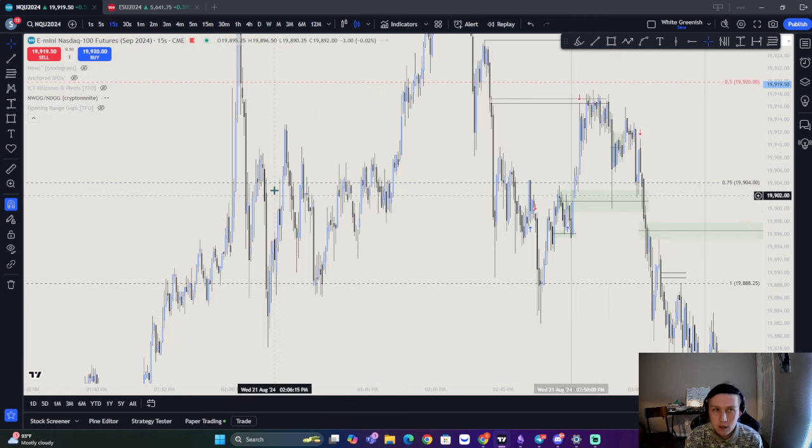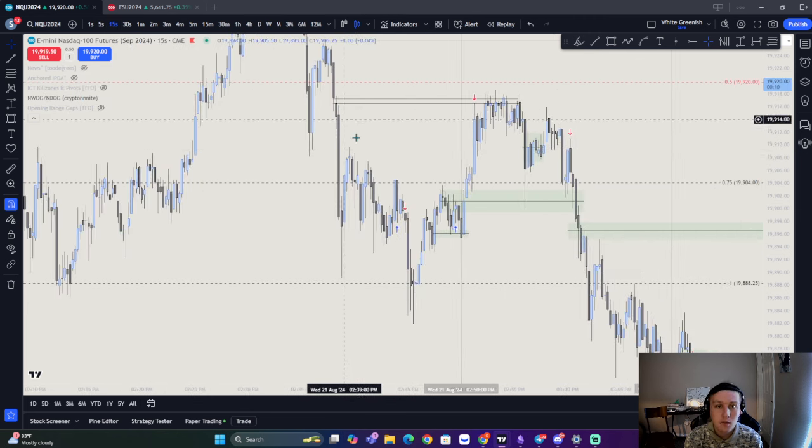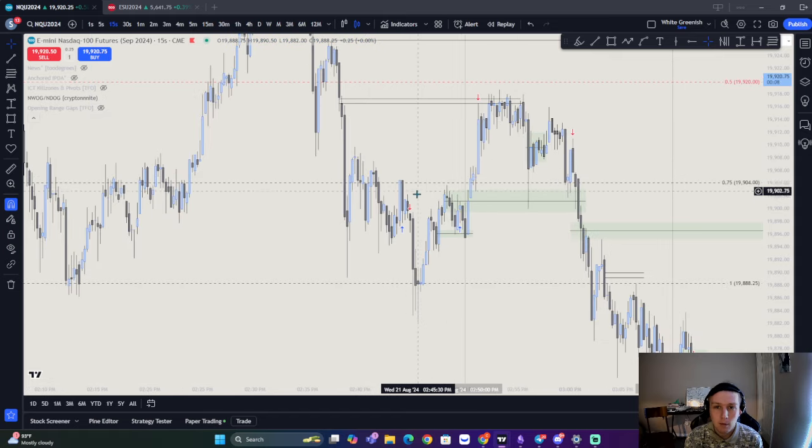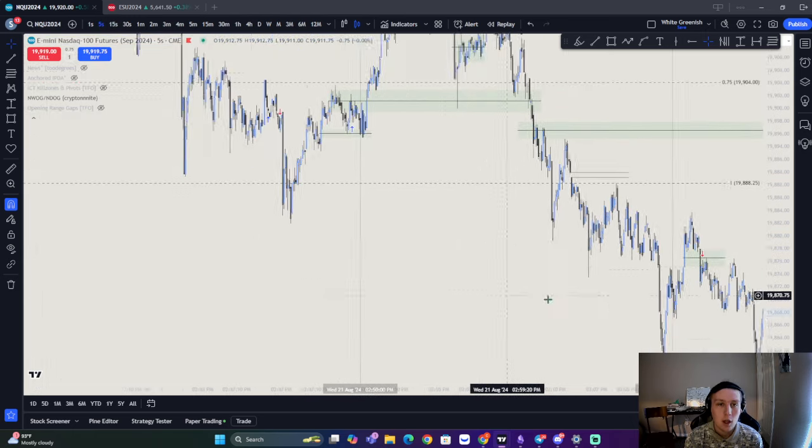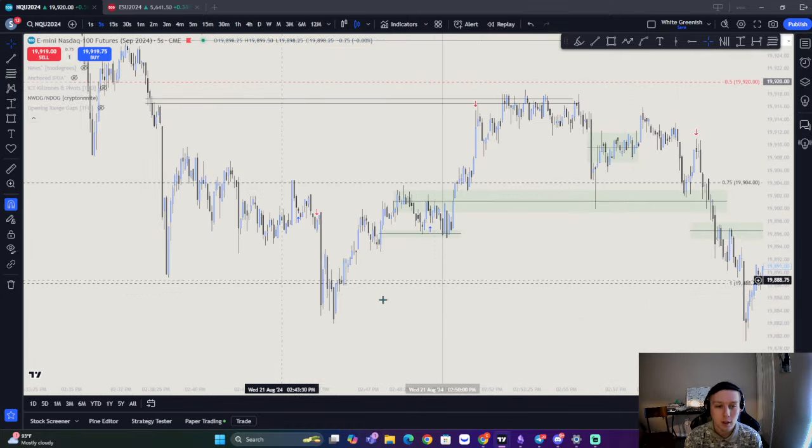I think it's on the 15-second as well. So we have a nice volume imbalance here. In order for us to go lower, I'm thinking that we need to fill this volume imbalance. That's where I got this bias, where I want to see us trade up into that. So what I do, I drop down to the 5-second. We've taken a low here.